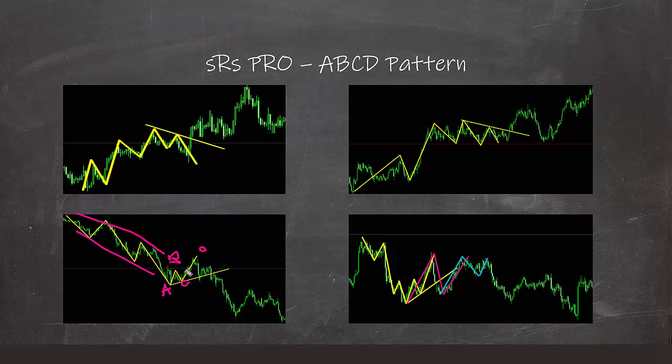D is above B, C is above A, breakout, trend, continuation. And now two conditions where the ABCD in a not classical form, with an equal lower high, could appear.